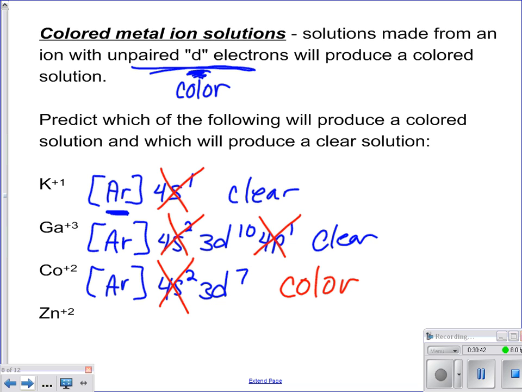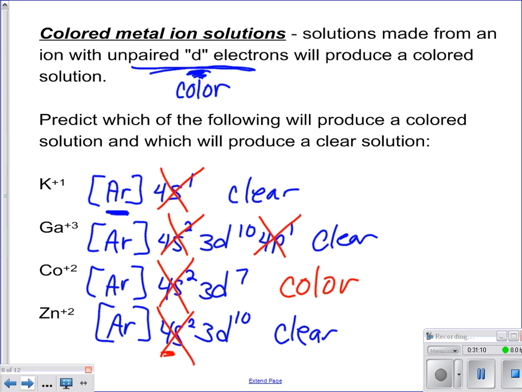All right, and the last one that we've got is our zinc. And again, this is just right there at the end of your 3d's. So it's going to be your argon 4s2, 3d10. But again, hopefully you guys are also seeing that when it gets that +2 charge, it's losing it from the outermost energy level electrons. So in this case, all of our d electrons are paired. So again, it's going to be clear. Okay, good to go on this, looks like.